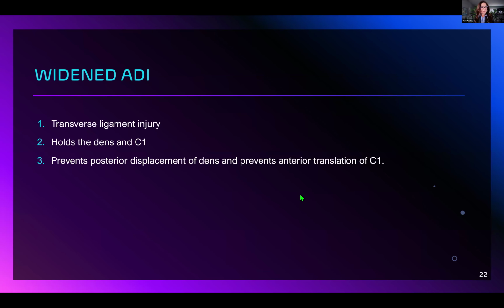All right, we kind of talked about that. What does the transverse ligament actually do? It holds a couple things. It holds the dens and the C1. So it prevents posterior displacement of the dens, and then prevents anterior translation of C1. So when we do have tearing of the transverse ligament, then C1 is going to go for a ride. It's going to go anteriorly. And then that's why we have this increased distance on our lateral x-rays.